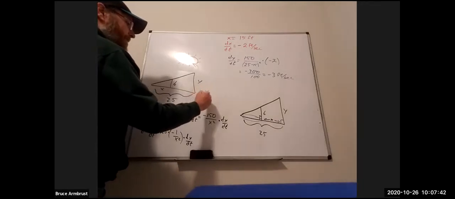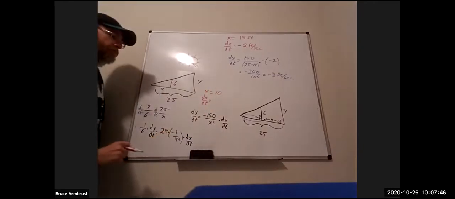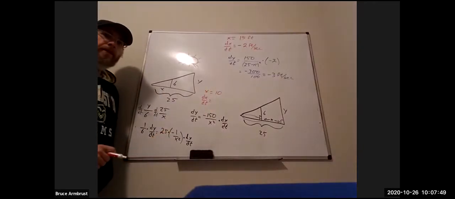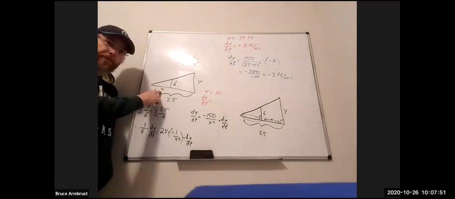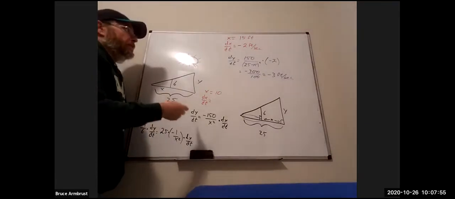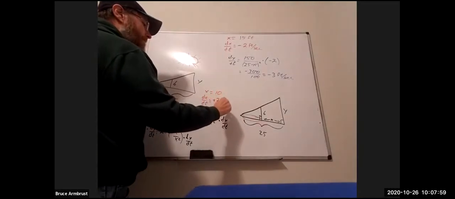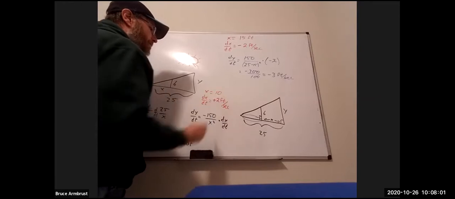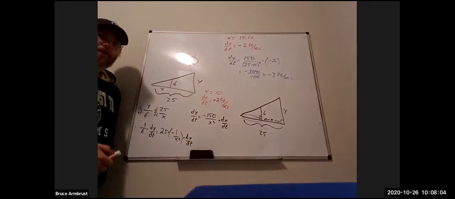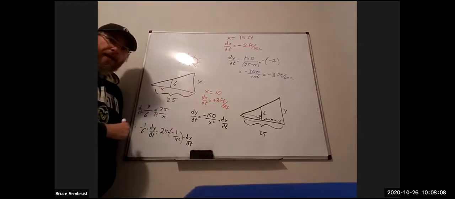Again, we need x and dx dt. But this time, x is going to equal 10, because x was our distance away from the light, which they told us was 10 feet. And also dx dt now would have been a positive 2 feet per second, because that x is getting bigger. He's walking away at 2 feet per second.